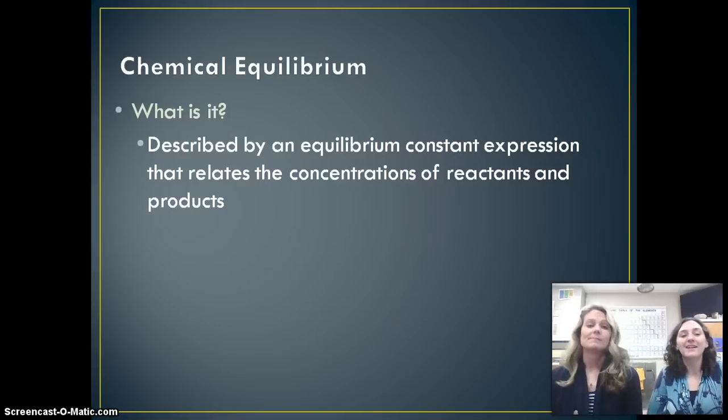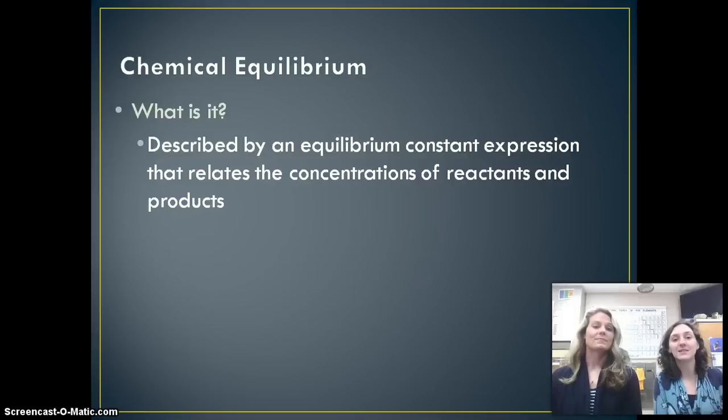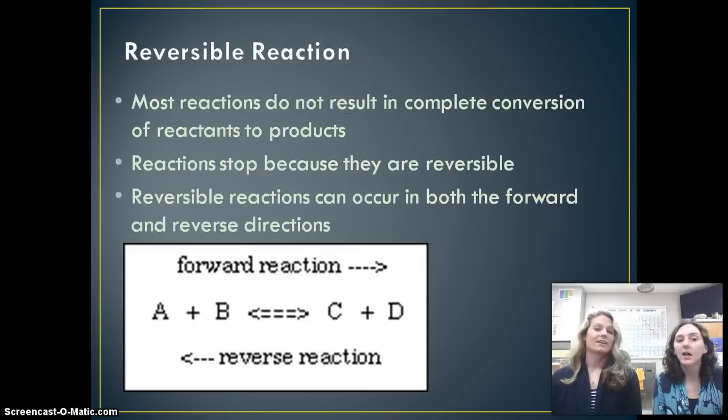They are. But chemical equilibrium is described by an equilibrium constant expression. We'll get to what that is. It relates the concentrations of reactants to the products. So we're talking molarities. Yes. Whenever we talk concentrations, most of the time we're going to deal with molarities. Like last chapter. Yeah.